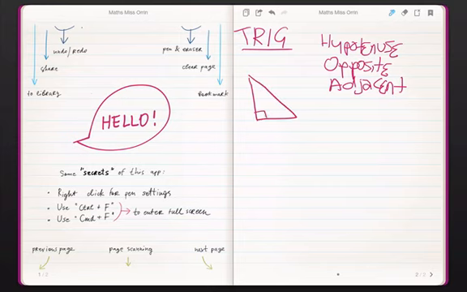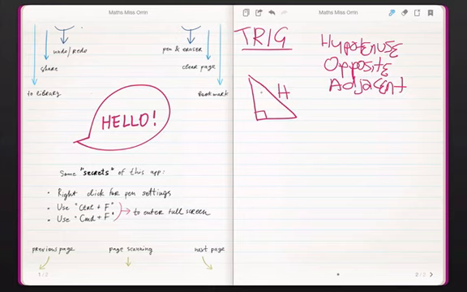Now, remember, when we're talking about trigonometry, when we're talking about SOHCAHTOA, we're always talking about right-angled triangles, okay? Always right-angled triangles. So how do we know which side is which? Well, this one is the hypotenuse. Hopefully you remember this bit so far. It's always opposite the right angle and it's always the longest side. That's how we know which one the hypotenuse is.